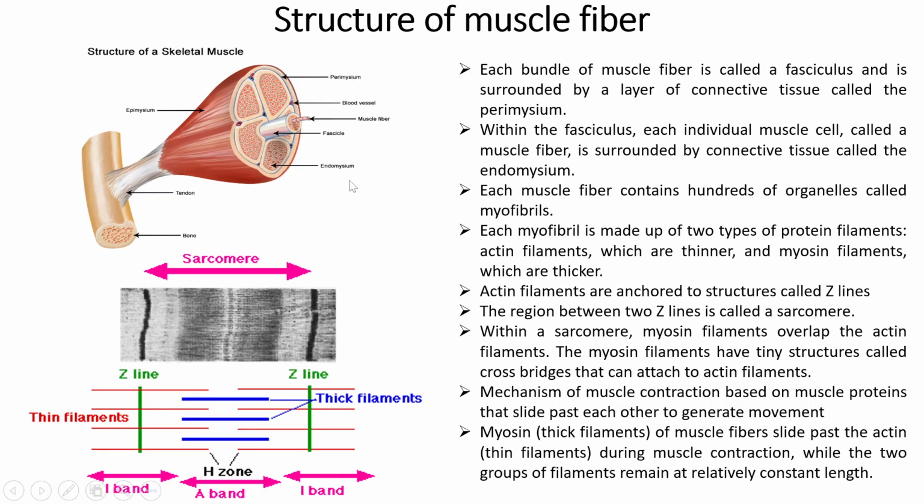Next, we have the structure, the muscle fiber. So this is in the figure. You can see how a typical muscle fiber looks. Each bundle of the muscle fiber is called a fasciculus, and within this fasciculus, each individual muscle cell is known as a muscle fiber, which is surrounded by a connective tissue known as the endomysium.